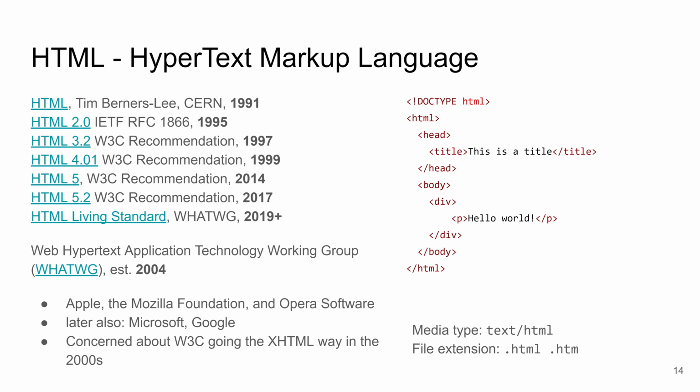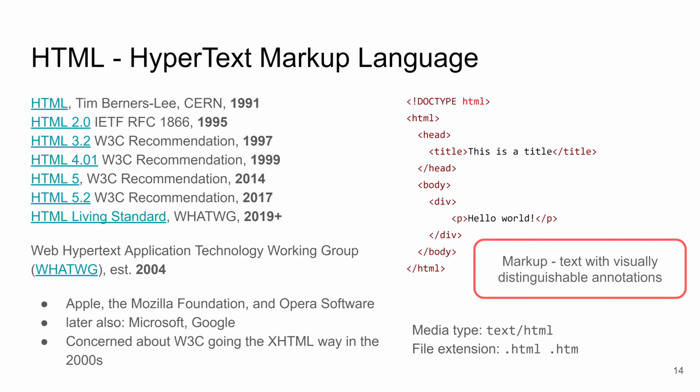Before we continue, let me focus on HTML as the acronym. So it's a hypertext markup language. So language is clear. Hypertext means text with links to other documents, and this leaves us with markup. And markup is basically a text with visually distinguishable annotations. In the case of HTML, those are all the tags.